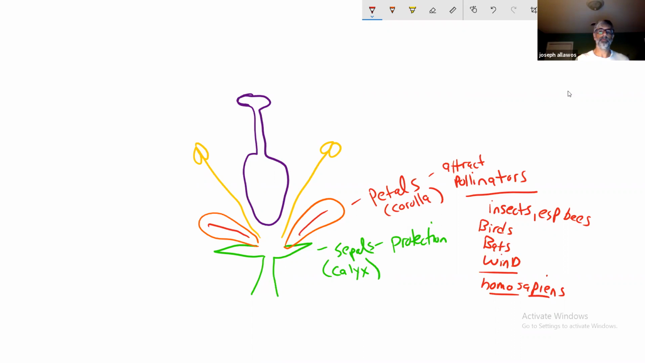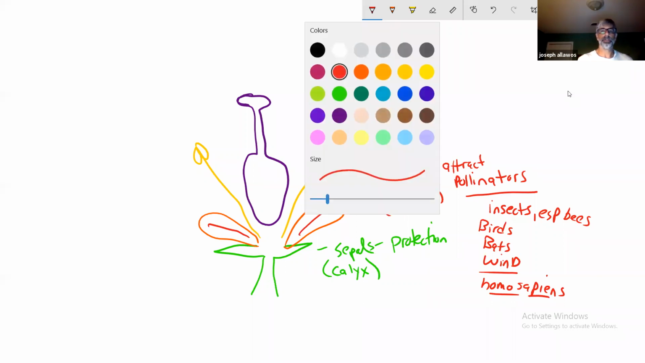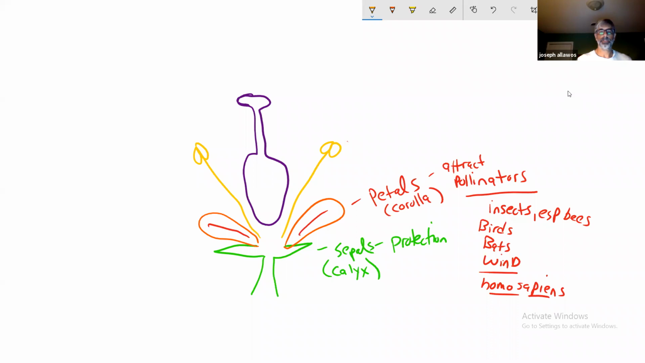Next, now we're getting into the reproductive organs, and this entire structure here, let me change colors. This entire structure is called the stamen. You can remember it's the male because it has the word men in it. So anytime you see the word stamen, it's the male reproductive organ. It produces the male gamete. What's the gamete? The sperm, right? Plants have sperm. I know that's crazy.